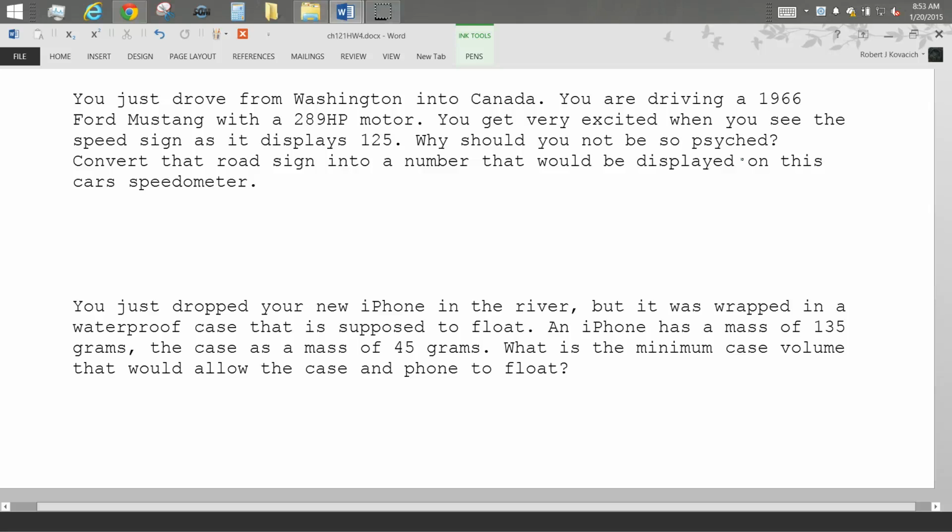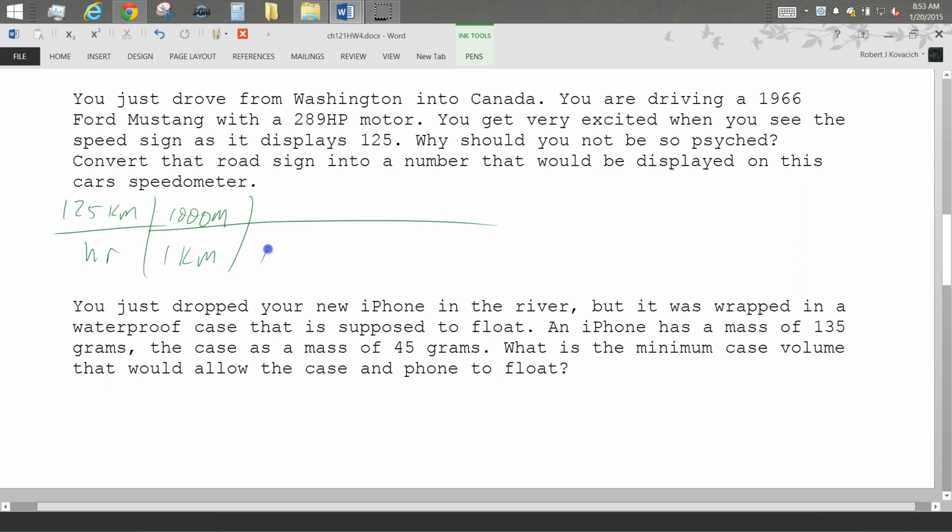Okay, so I want to convert this 125 kilometers per hour into miles per hour. So I'll go 125 kilometers per hour. And I only need to convert the kilometers. So for every 1 kilometer, there are 1,000 meters. And then for every 1 meter, there are 100 centimeters. And then for every 2.54 centimeters, there's 1 inch. And then for every 12 inches, there's 1 foot. And then for every 5,280 feet, there's 1 mile.